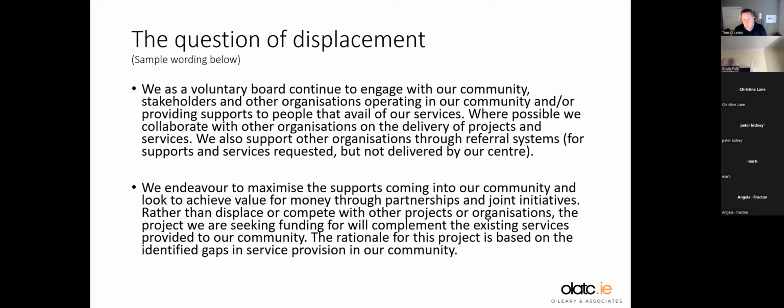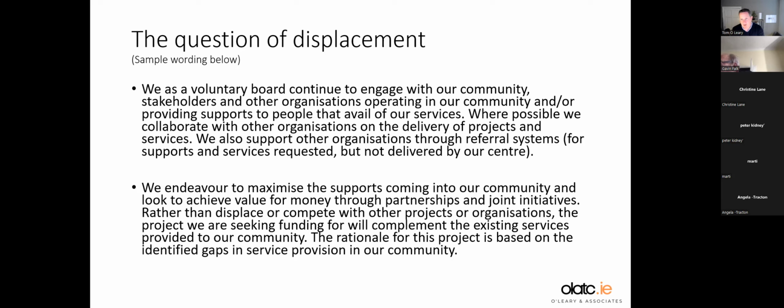So we as a voluntary board continue to engage with our community, our stakeholders, other organizations operating in the community. Where possible, we collaborate with other organizations, and we also support other organizations through referral systems. There are key words that we have in this paragraph here. The first one is engage with, which government wants to see, people engaging with each other and collaborating and working together. We use the word collaboration in there. We've used the words we support other organizations.